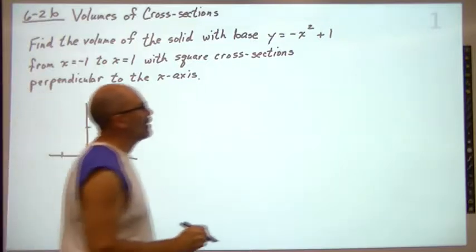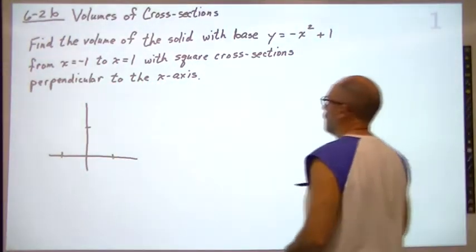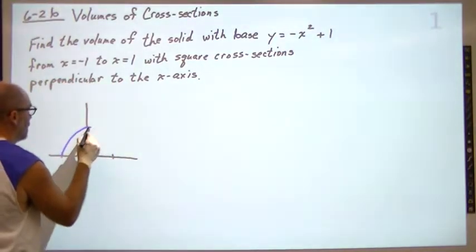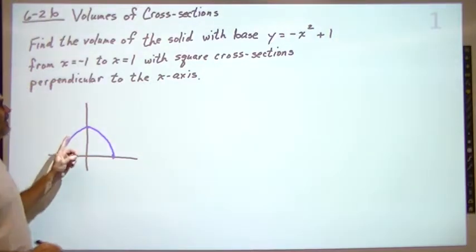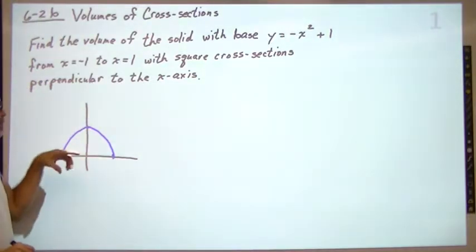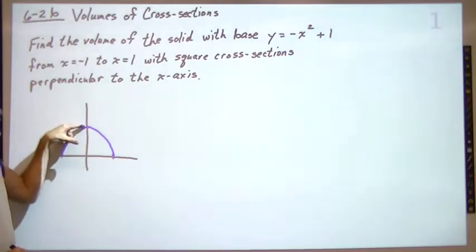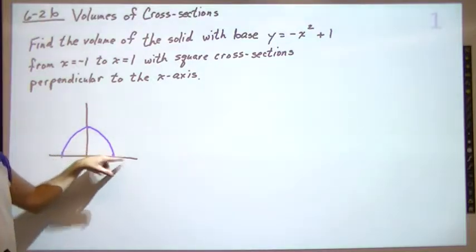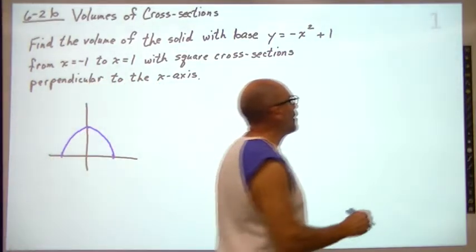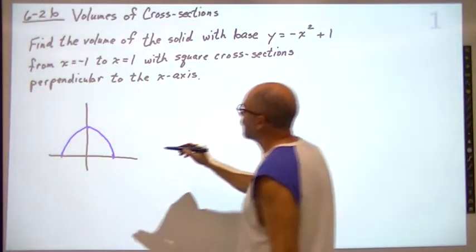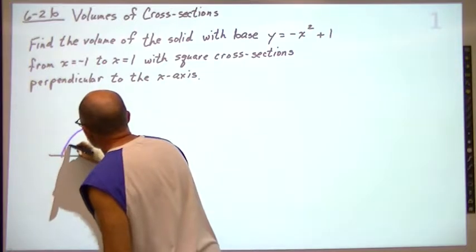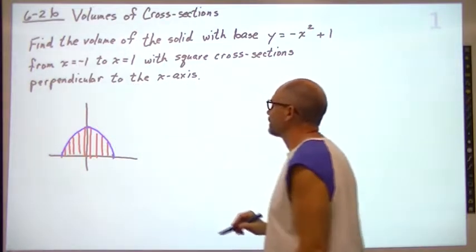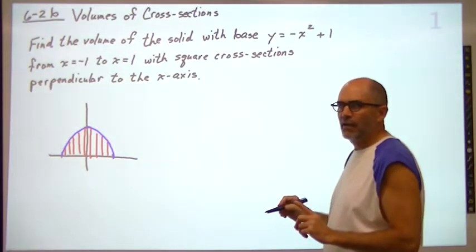Okay, so now we have our parabola. That's negative x squared plus 1. It's a parabola opening downward with vertex 0, 1, and it's going to have x-intercepts negative 1 and 1. Now, our squares are perpendicular to the x-axis. So our squares go like this. Now, what is the area of our squares?